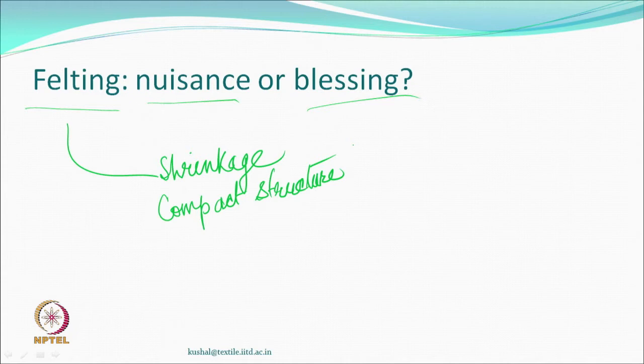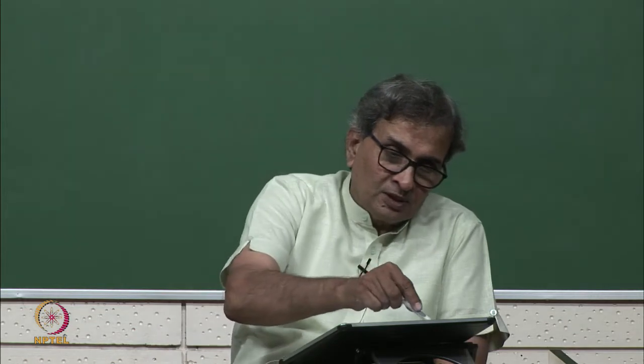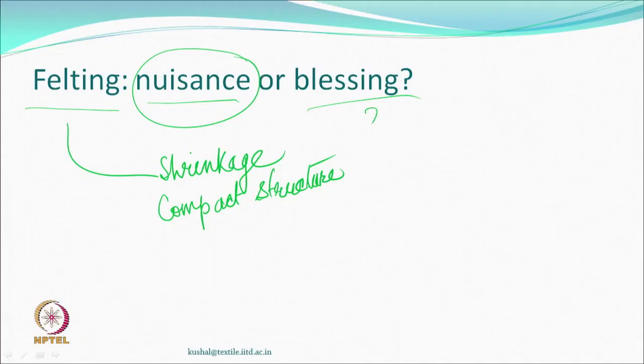So a knitted garment was not a compact structure. It was flexible, fluffy, it contained a lot of air within the yarn, and therefore the insulation that you were getting suddenly becomes a compact structure. The air is no more entrapped in that system, so it doesn't feel good, and of course dimensions have changed. So in some sense, this is a nuisance. One would like it not to happen. But if you are smart enough, you may be able to exploit this property itself.